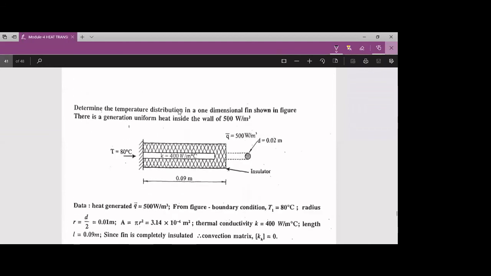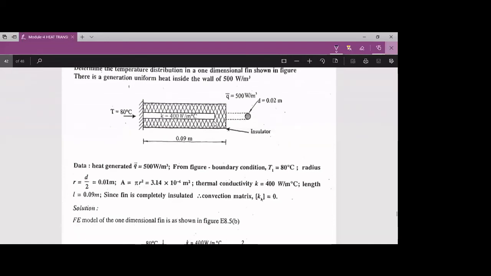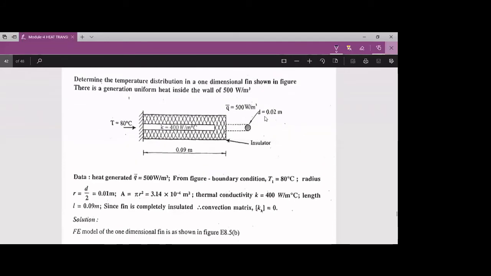Determine the temperature distribution in a one-dimensional fin as shown in the figure. There is a uniform heat generation inside the wall of 500 watt per meter cube. Now see this fin. Inside this fin there is heat generation, with the heat input taken as 80 degrees centigrade entering the element or fin. The heat generation takes place, equal to 500 watt per meter cube, and it is also a hollow fin. Sorry.